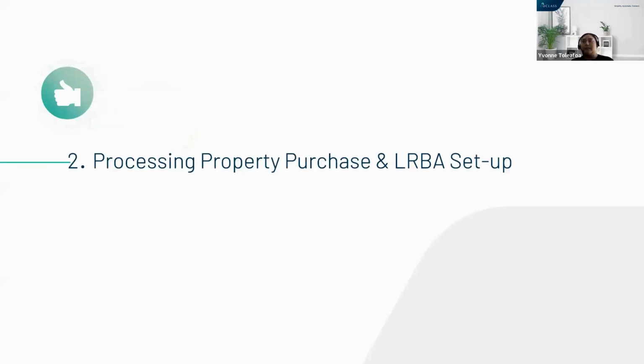Okay. Now, the third and final method for bringing in a property balance is for newly acquired properties, and this is through a property purchase, which brings us to the next item on our agenda, which is processing a property purchase. I'll also go through setting up an LRBA account and how you can configure this to your property account.